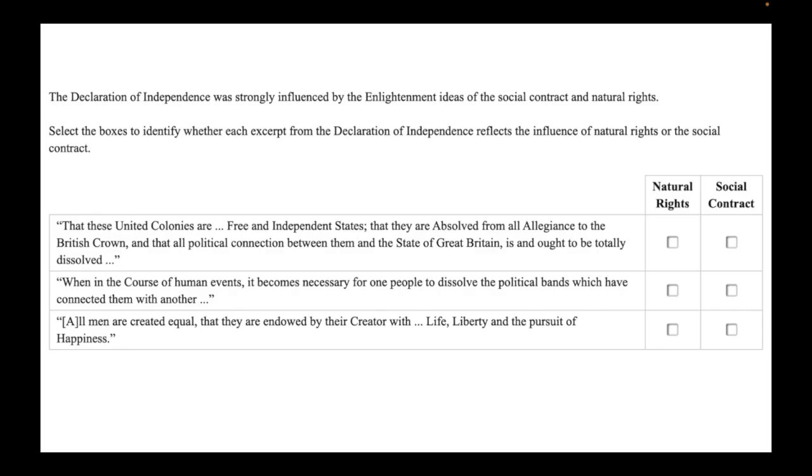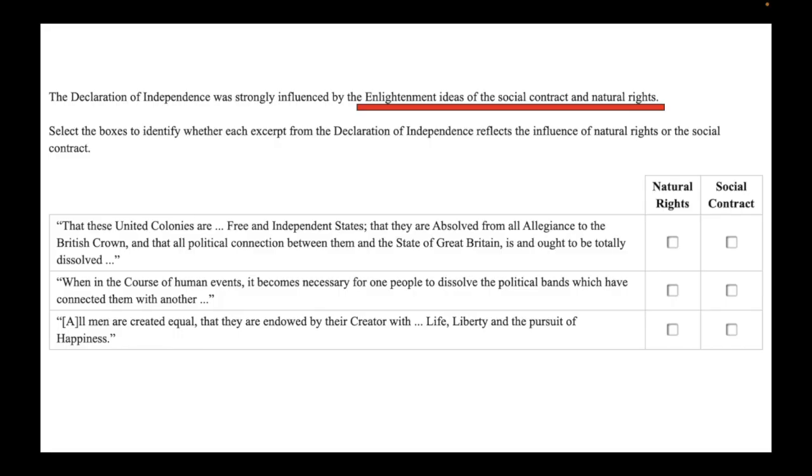The first one reads, the Declaration was strongly influenced by the Enlightenment ideas of the social contract and natural rights. So below we've got some excerpts, and then what we need to do is look at natural rights and social contract. We need to be able to identify which of these excerpts talks about natural rights and which of them talk about the social contract. Well, what do we need to know to answer this question?